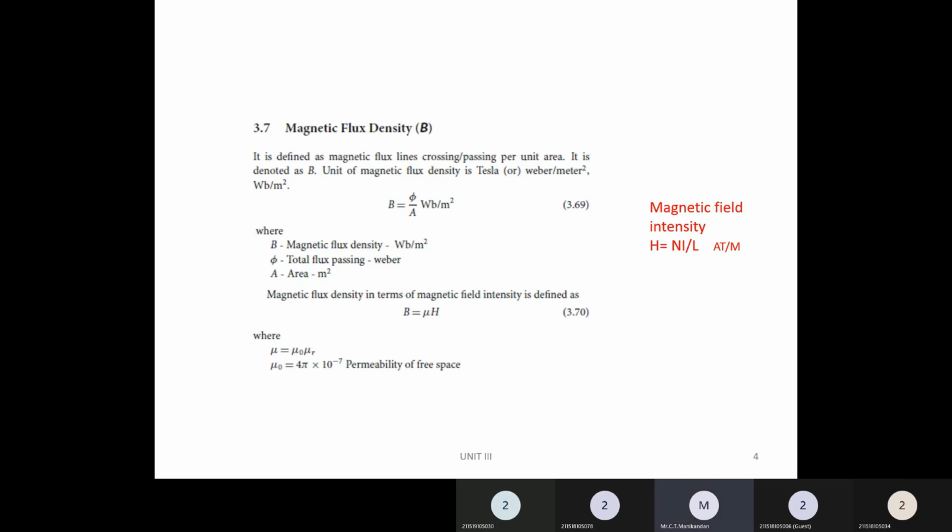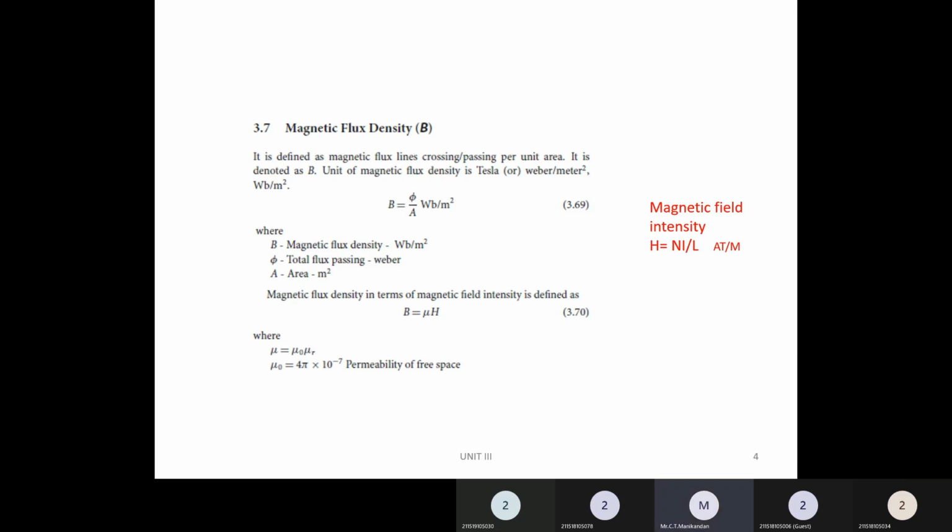And magnetic field intensity is given by the formula H equal to Ni by L. Magnetic field intensity H equal to Ni by L. The unit is ampere turns per meter.